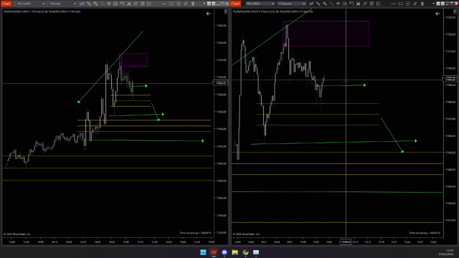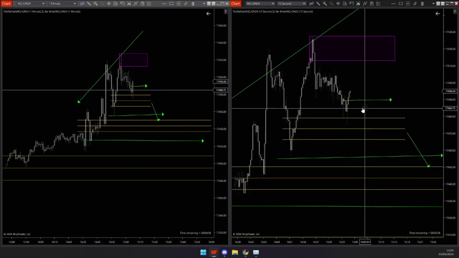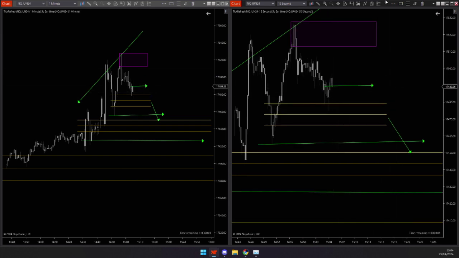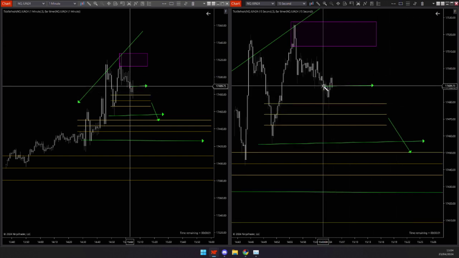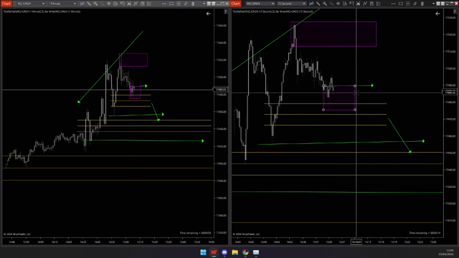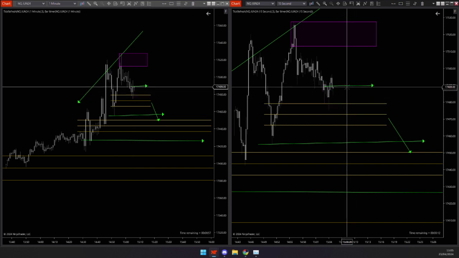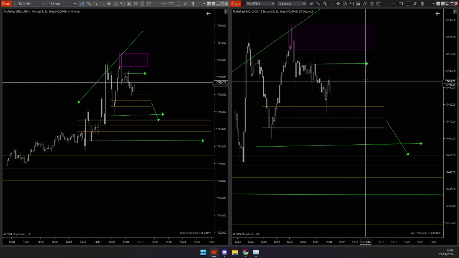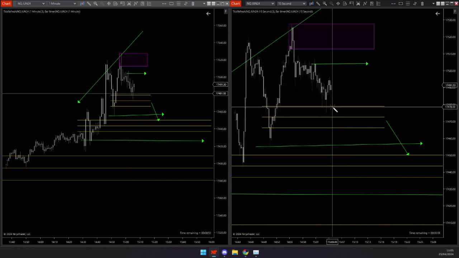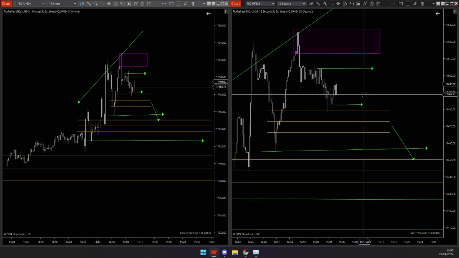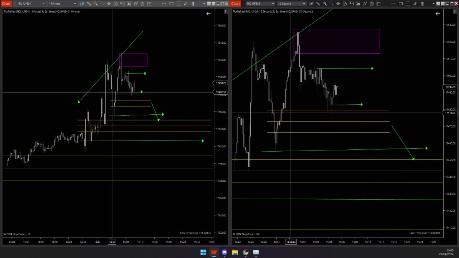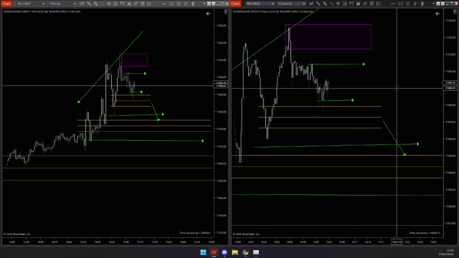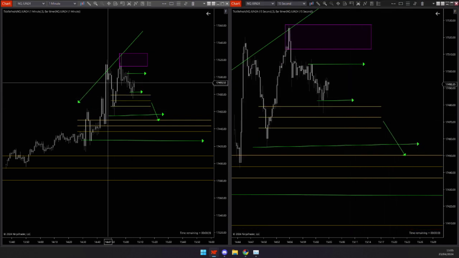Now we got a body closure above the down candle here. Now I would not use this zone here. I wait for a protected high to be broken, and then look for the protected low to be taken in this type of environment here. There we go.